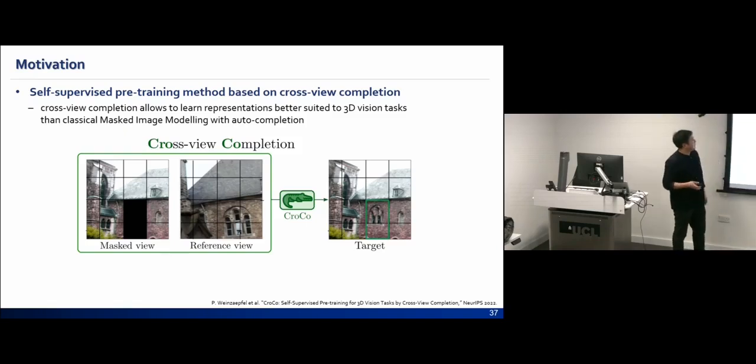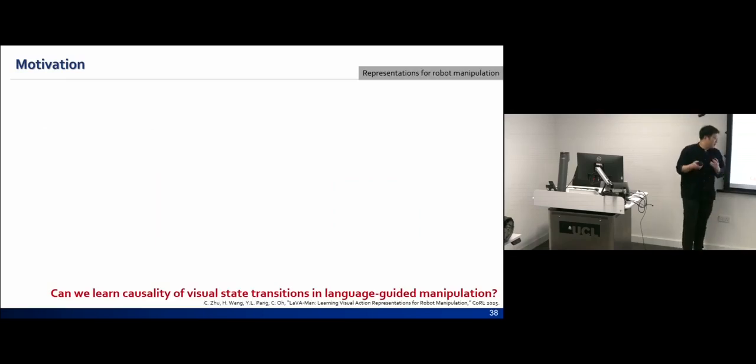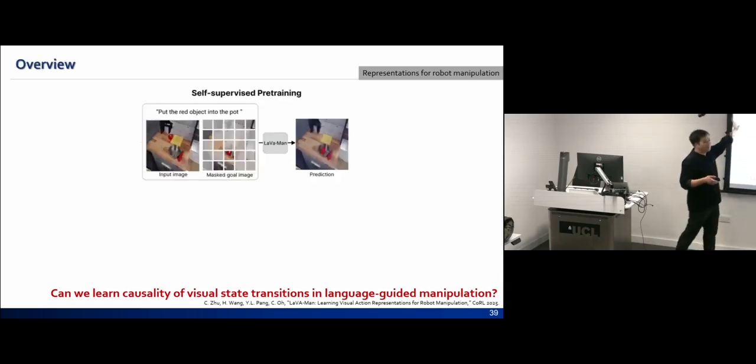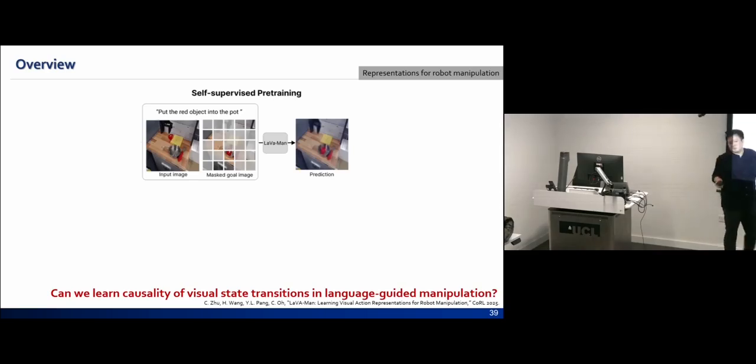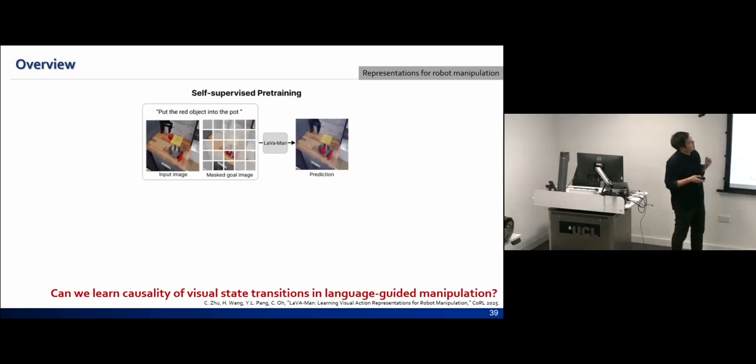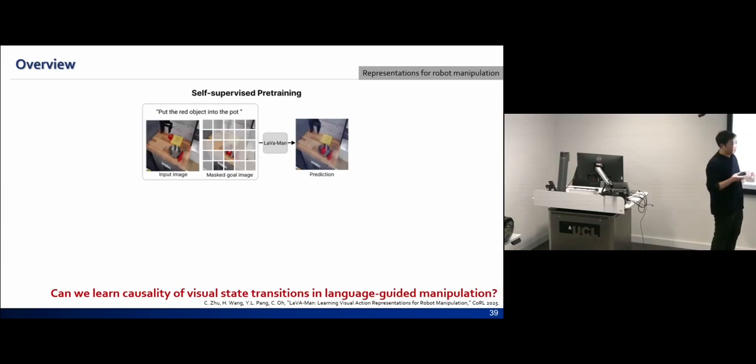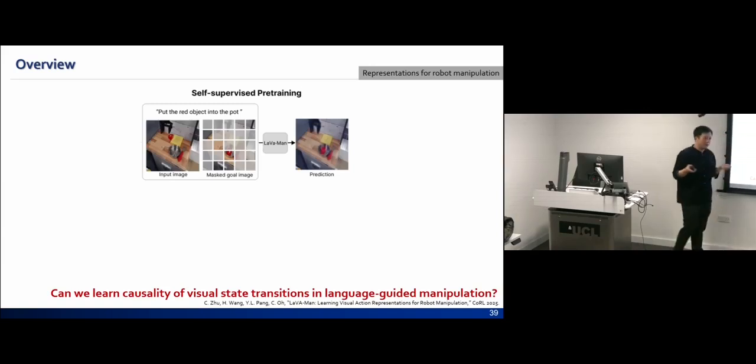So, motivated from the self-supervised learning that I introduced, and also some self-supervised learning through multiple views, what we started to think about is, can we also learn the causality of visual state transitions in language-guided manipulation? It's complicated, but this is what we wanted to do. We have some video clips, also some textual annotation, and we wanted to make use of this to come up with a better representation for the robot, or improve our encoder to be adapted to the robot environment.